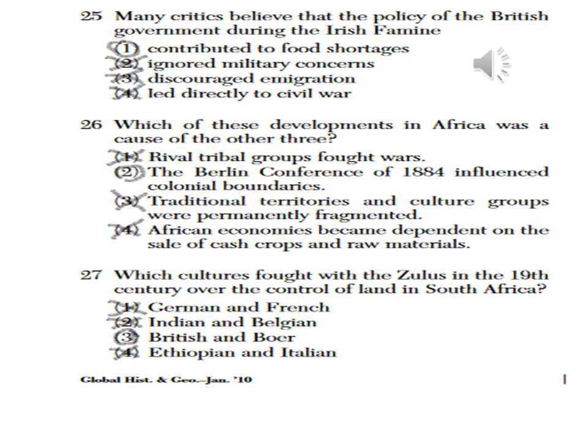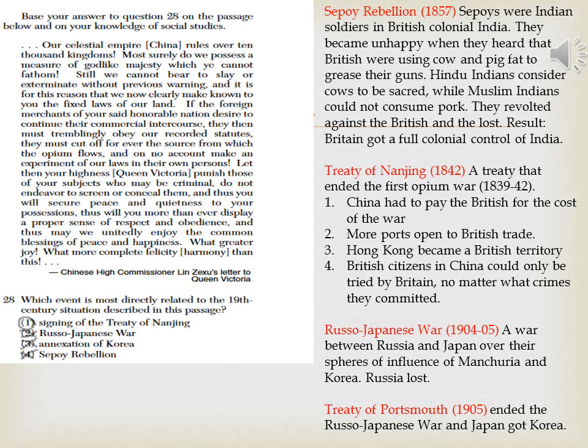Alright, so let's take a look at question 27. Which cultures fought with Zulus in the 19th century over the control of land in South Africa? British and Boers. 3. Easy, easy, easy. That's not hard. Question number 28. A passage. You're going to have a lot of those in the Regents. So let's take a look at it.